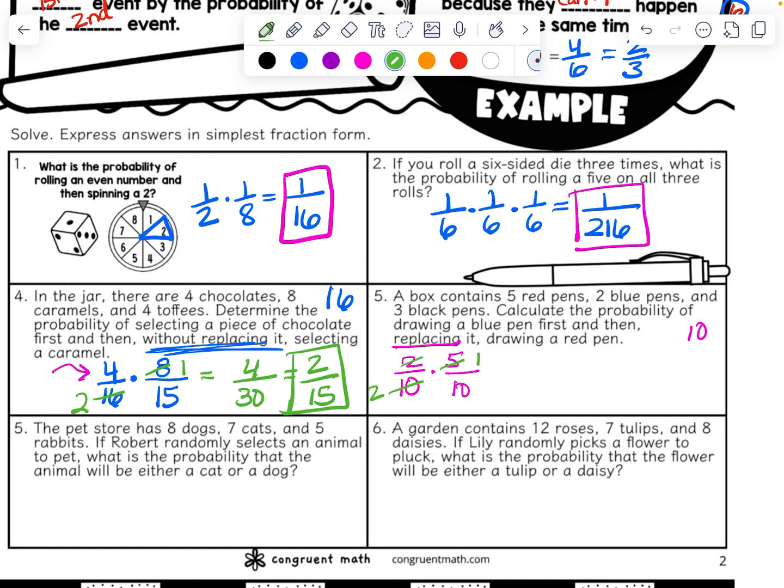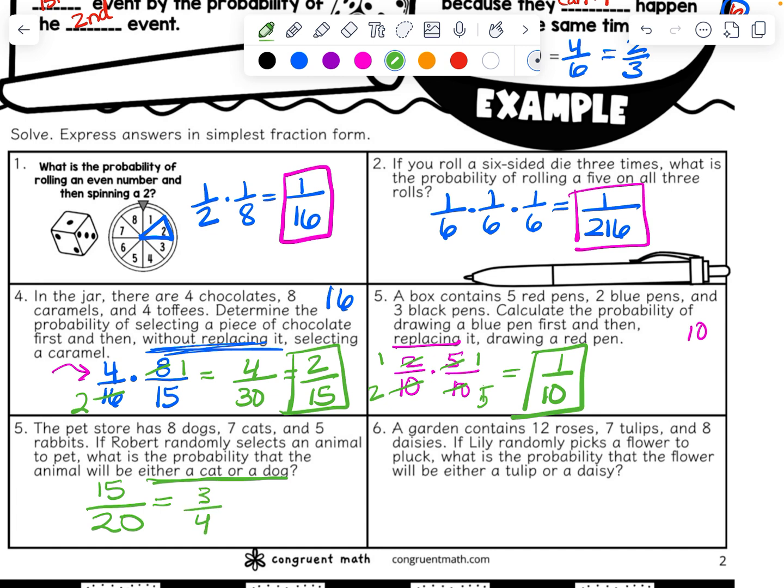All right, let's try a couple more. The pet store has 8 dogs, 7 cats, and 5 rabbits. If Robert randomly selects an animal to pet, what's the probability that the animal will be either a cat or a dog? So how many animals are there altogether? How many are a cat or a dog? 8 plus 7. So the chances that he's going to randomly reach in and pet an animal and get a dog or a cat are 3/4 or 75%.